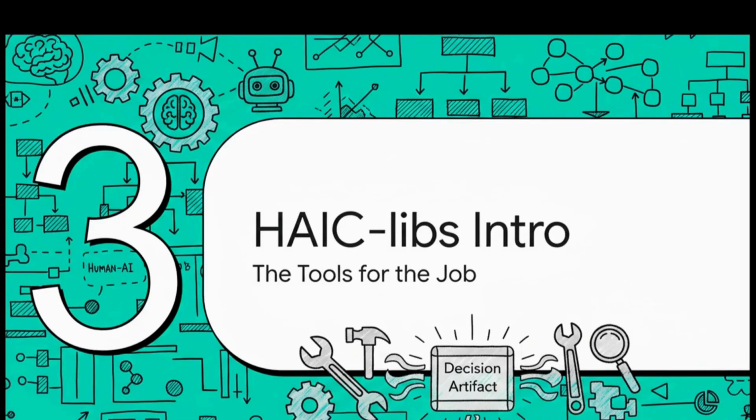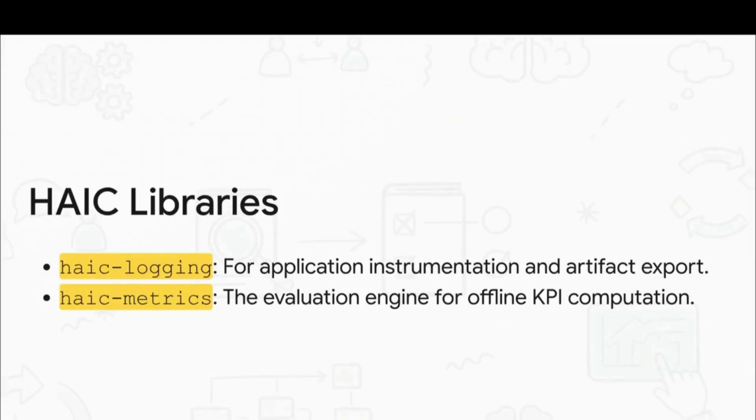Okay, so we've got the concept. Now let's talk about the tools that actually make this happen. This brings us to the HAIC libs. The whole thing is really just split into two main libraries, and each one has a very clear job. First up, you've got haic-logging. This is the one you pull into your application. Its only job is to help you instrument your code and spit out those all-important decision artifacts. Then you've got haic-metrics. This is your offline analysis powerhouse. It takes those artifacts and computes all the key performance indicators for you. Simple, separate, and super effective.